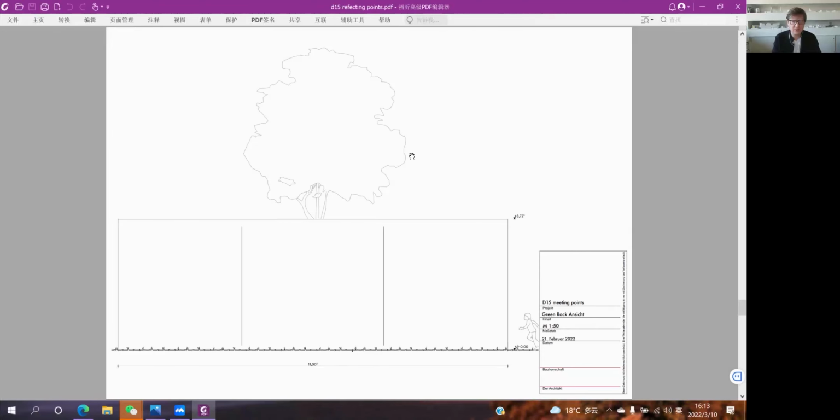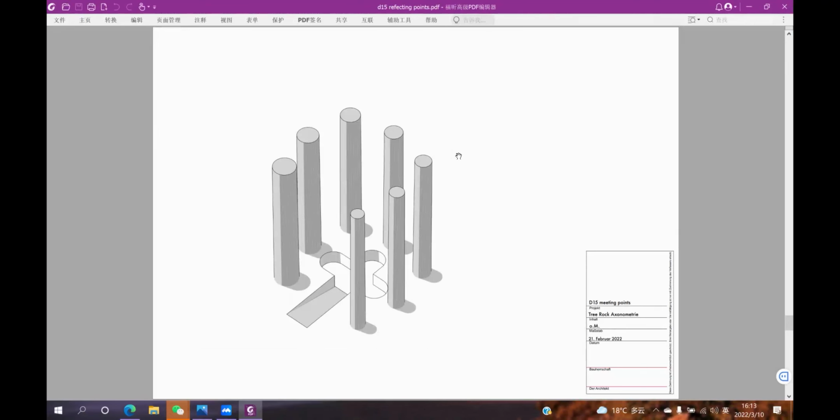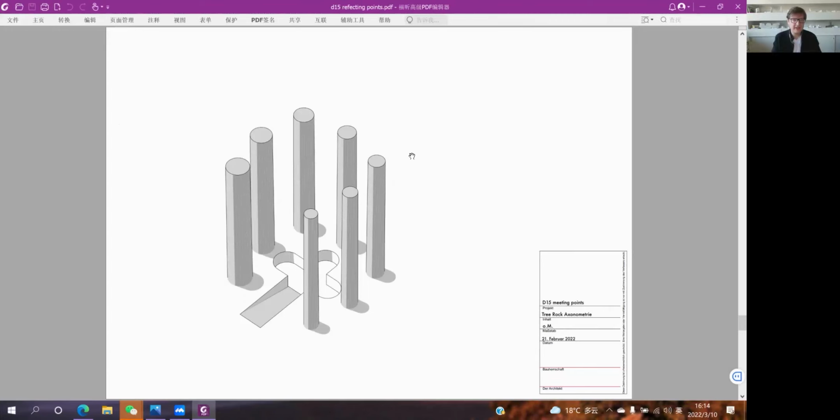This is an elevation. This is the last installation. It's called Woodrock, and it's made out of one tree. So if you would put these elements, these trunks together, you would have one tree.